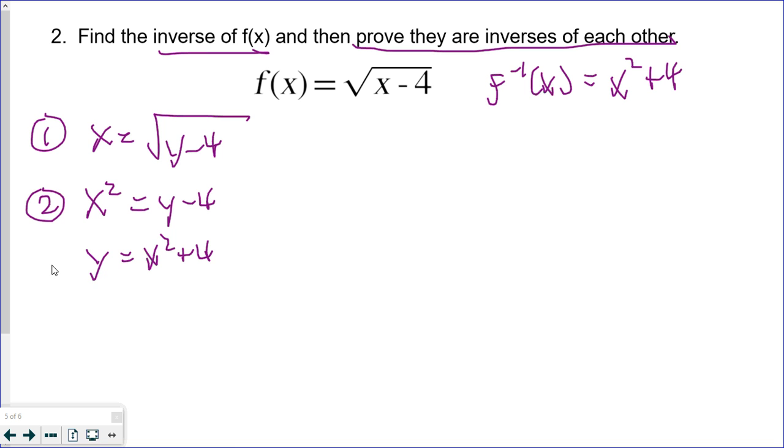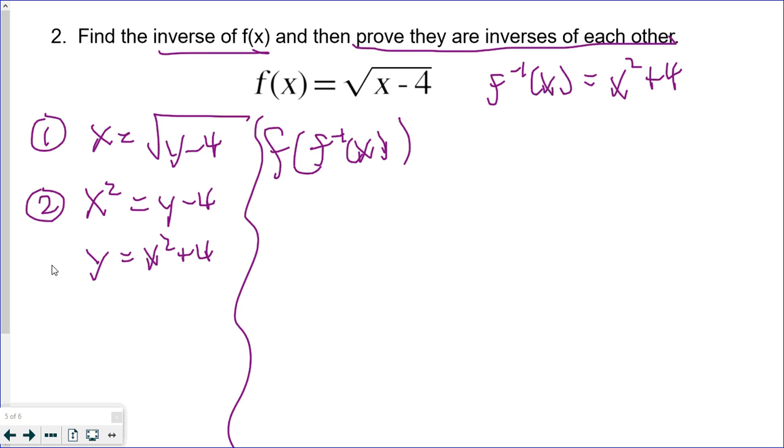Now, if I want to prove, okay, if I want to prove this, you need to show 2 things. You need to show the function composition both ways goes down to x. So let's start with f of f inverse of x. I'm going to try to squeeze this on one slide so you can see them side by side this time. Okay, I don't think this is as bad as the last one.